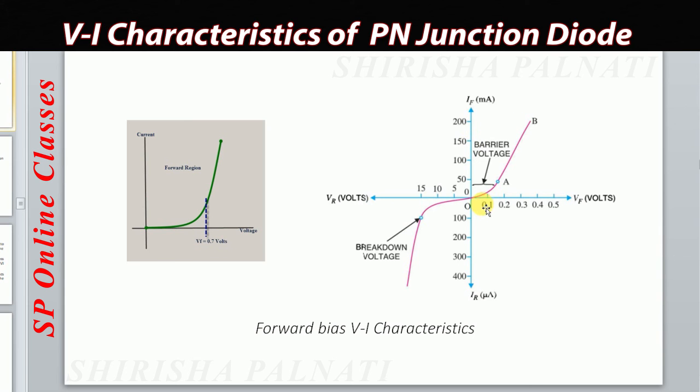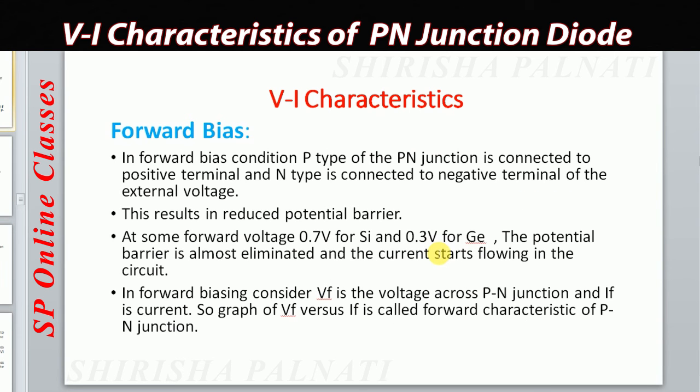In the lab you will understand very well what a PN junction diode is, how the current increases and how the current flows through the diode. If you increase the reverse voltage more, whether the diode is damaged or not, we also see in the lab. So these are the VI characteristics of forward bias and reverse bias.